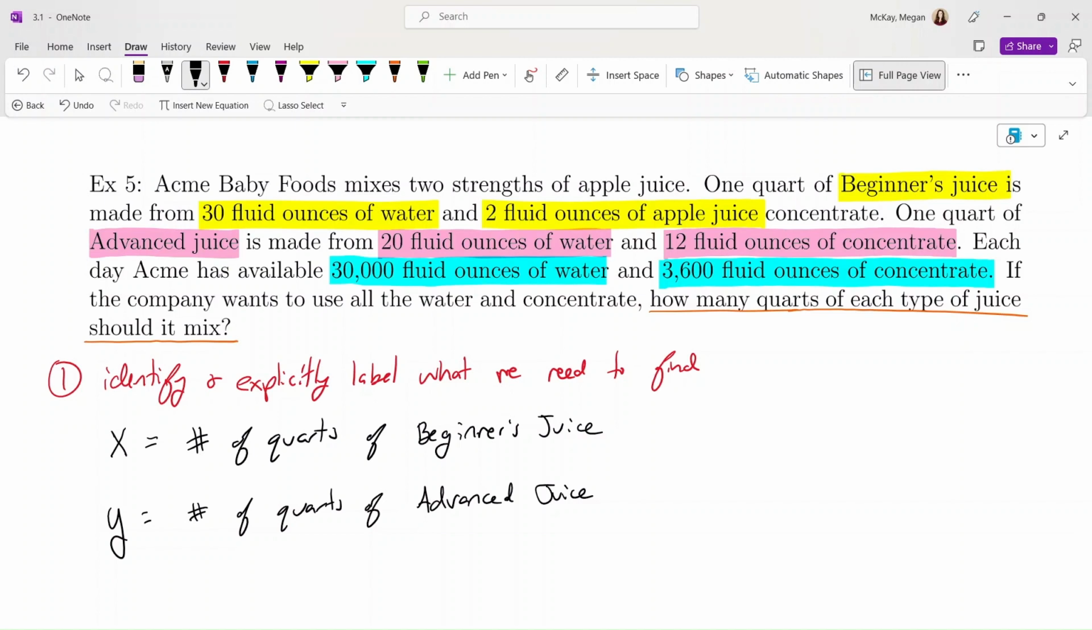Alright, so now we need to set up some equations. How are we going to find these variables that we decided we need to find? Alright, so that's step 2.